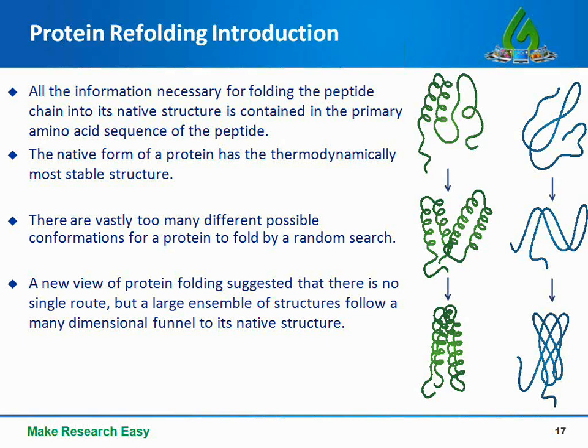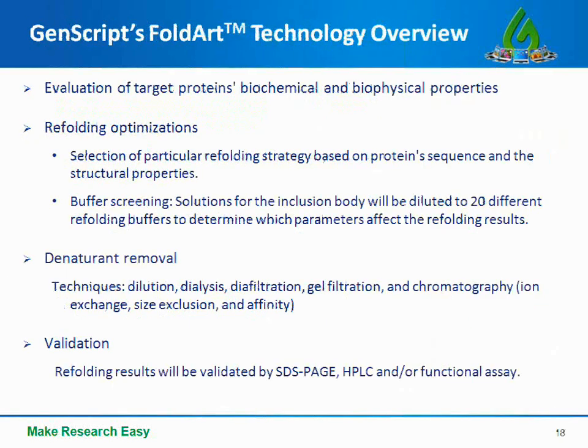The good news is that a new view of protein folding suggests that there is no single route, but a large ensemble of structures follow a many-dimensional funnel to the native structure. Therefore, practically, we just need to find the conditions that facilitate this process of protein folding to its native structure. At GenScript, our in-house scientists developed our proprietary protein refolding technology called FoldArt. It first analyzes the biochemical and biophysical properties of the target protein, and then selects particular refolding strategies based on protein sequence and its structural properties. And an optimized refolding buffer will be screened out.